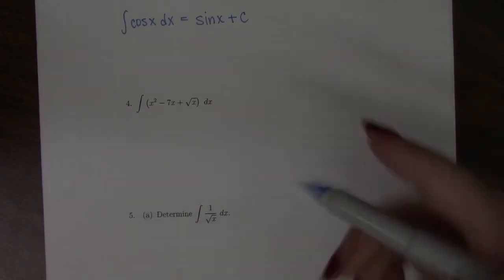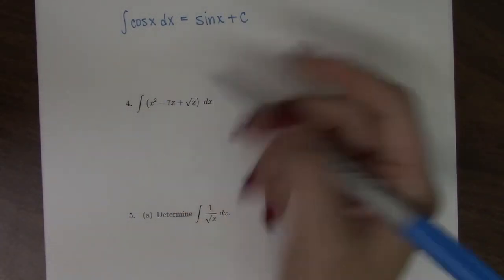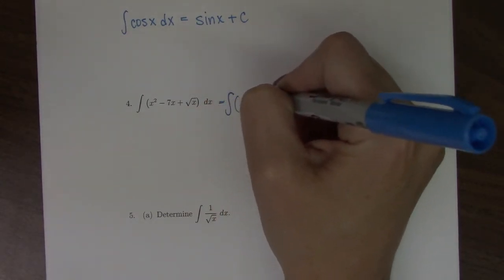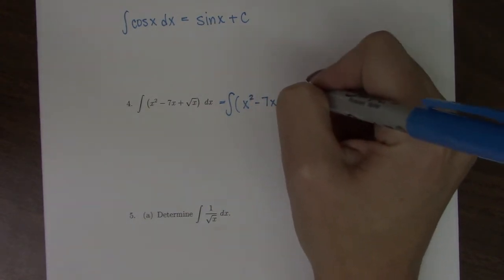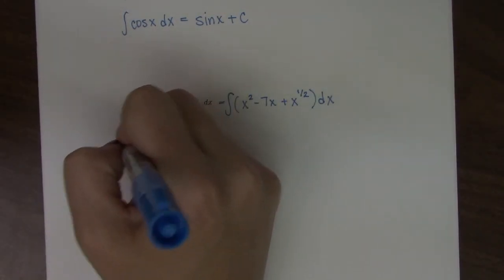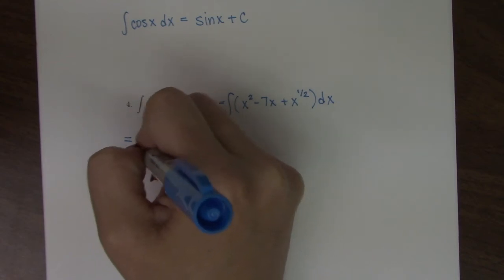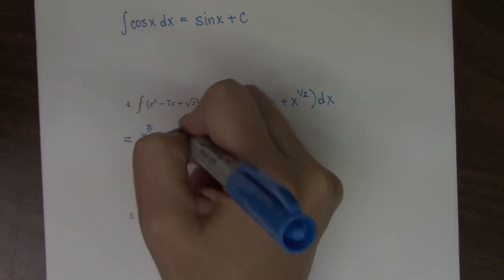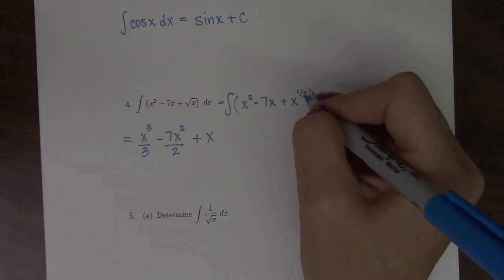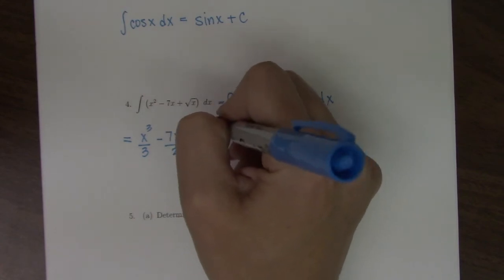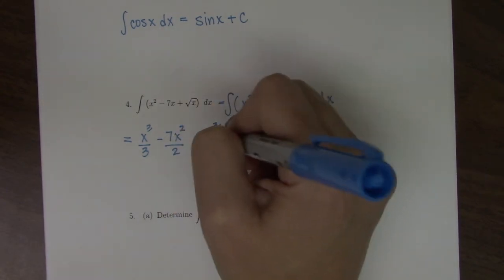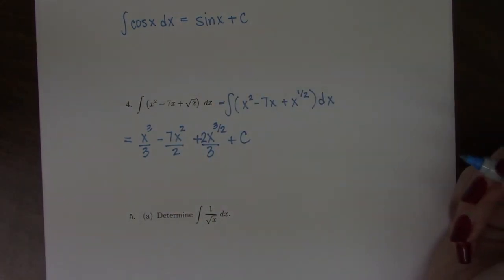For number 4, we want to rewrite this a little bit so that we can use a power rule all the way across here. So this is the same thing as the integral of x squared minus 7x plus x to the 1/2. Now if I anti-differentiate this, it's x cubed over 3 minus 7x squared over 2. X to the 1/2 plus 1 is x to the 3/2, and when I divide by 3/2, it's the same thing as multiplying by 2/3. And as long as you have your plus c, you're done.